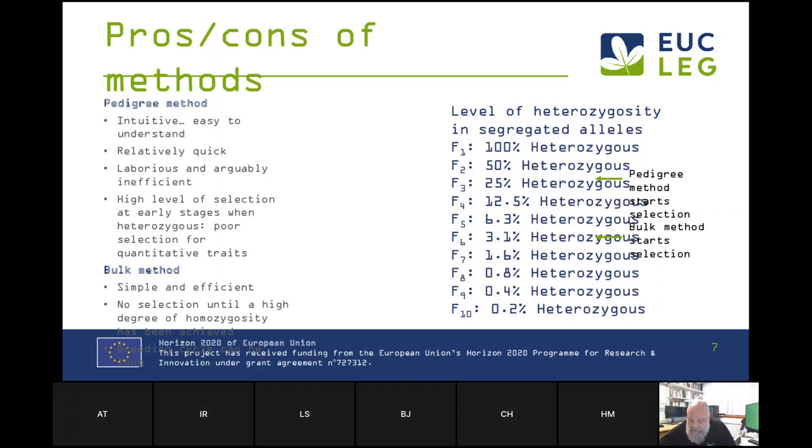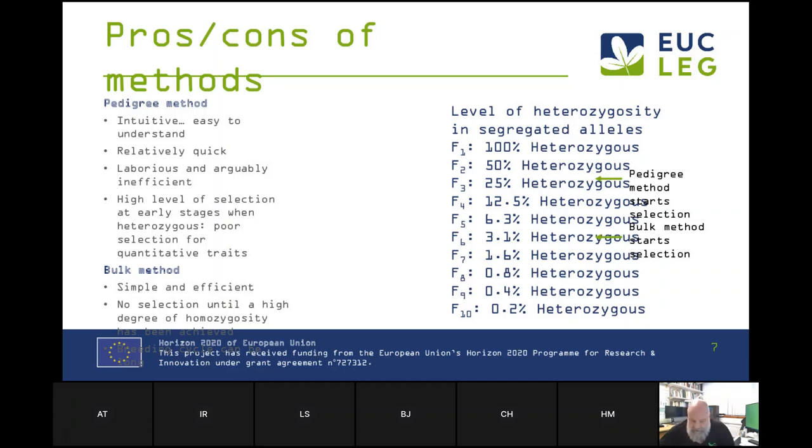It's fair to say a lot of selection takes place at a very early stage of development of the varieties. So quite often you end up getting rid of plants where traits have not segregated properly. It's a poor selection method for quantitative traits for that reason.